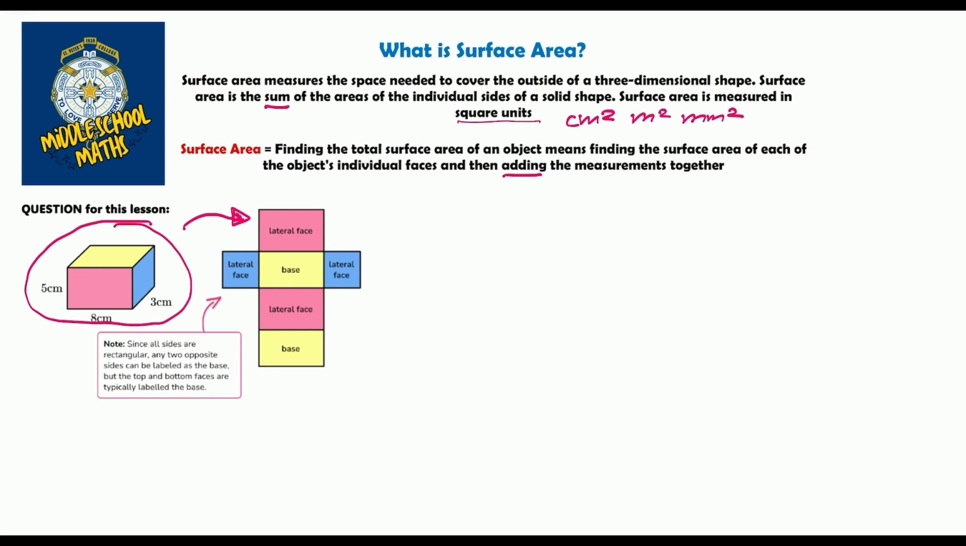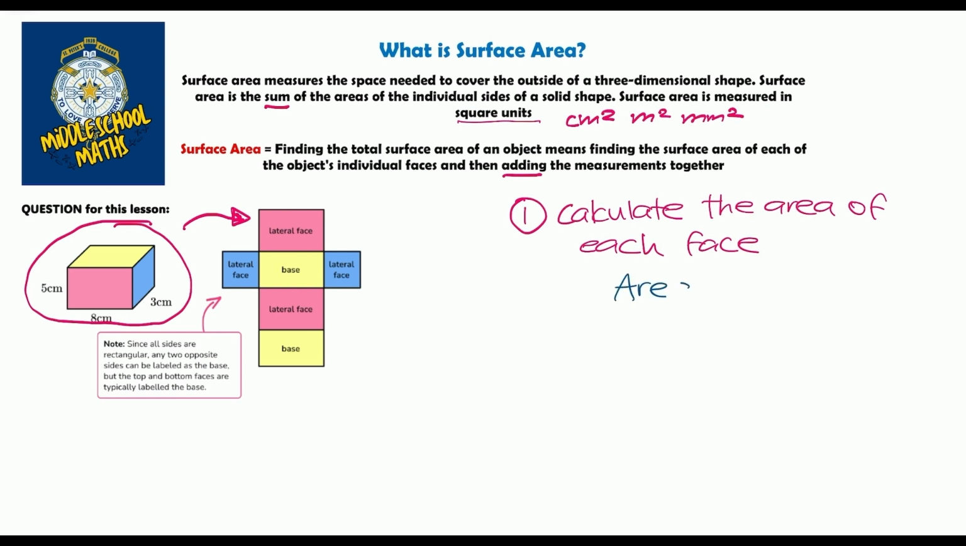So, in terms of the steps in figuring out the surface area, the first thing that we need to do is calculate the area of each face. Now, we know that the formula for area is length times width. So that doesn't change. However, we need to do this for each of the faces. So it'll need to be done 6 times in this case.